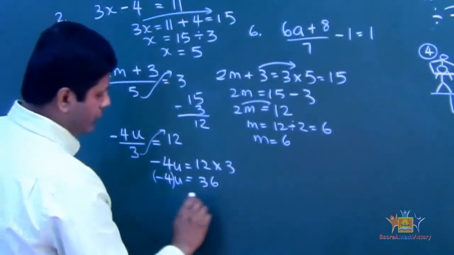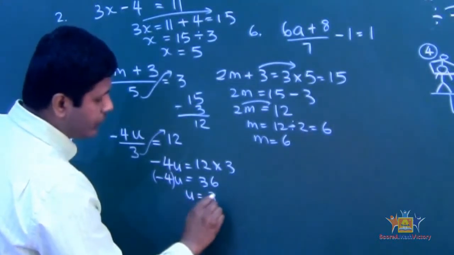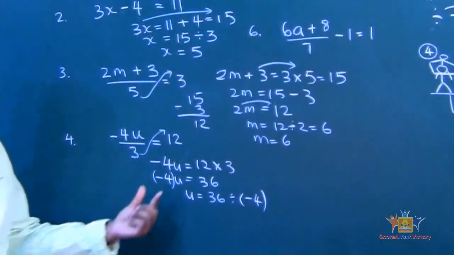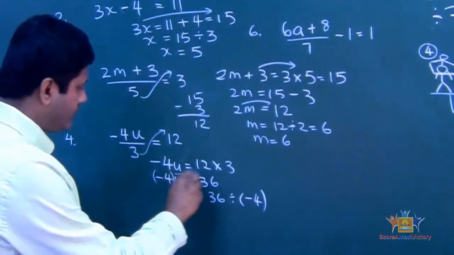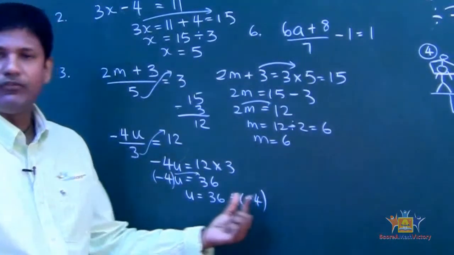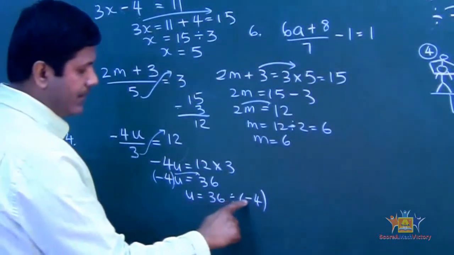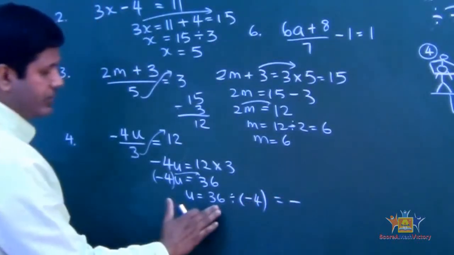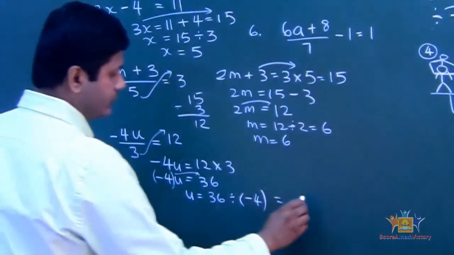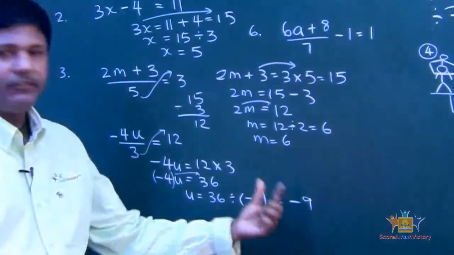So you get u equals 36 divided by negative 4. See that? It's multiplication, cross the bridge becomes division. So 36 divided by negative 4. Positive divided by negative, you know it's going to be negative. 36 divided by 4 from our timetable, exactly 9. So u equals negative 9.